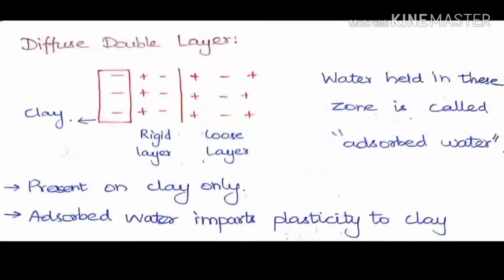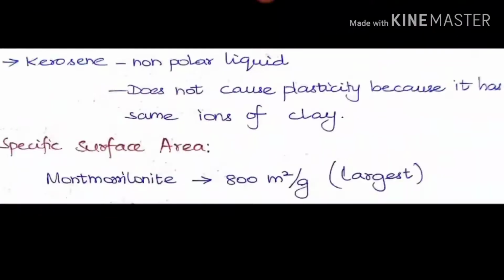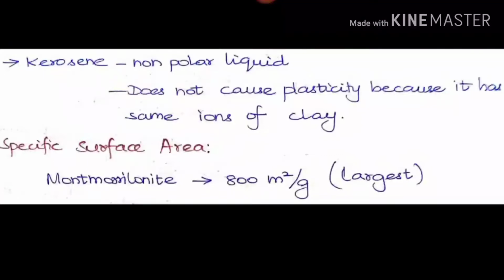The water held in this area we call the adsorbed water, and this property is a special one for clay, and this only imparts the plasticity characteristics to clay itself. We saw the diffuse double layer for clay when reacted with water, because water is a polar liquid, so that only it happens. But if you take a non-polar liquid, this plasticity cannot be given to the clay. Kerosene is an example of a non-polar liquid. It cannot cause plasticity because it has the same ions as clay, so a diffuse double layer cannot be provided by this type of liquid.